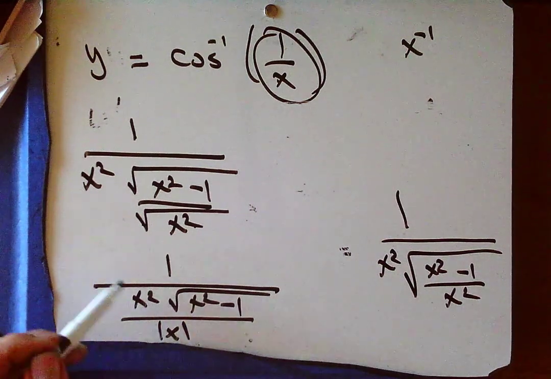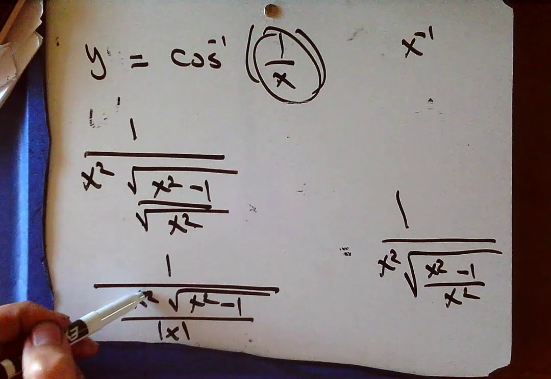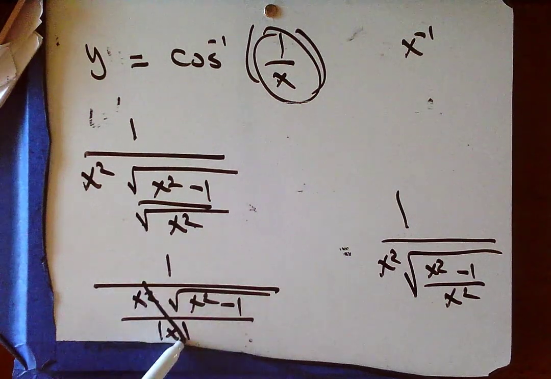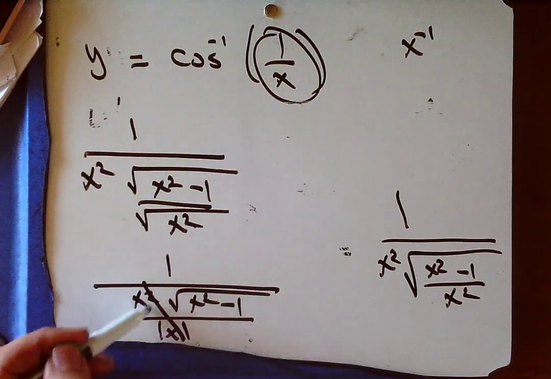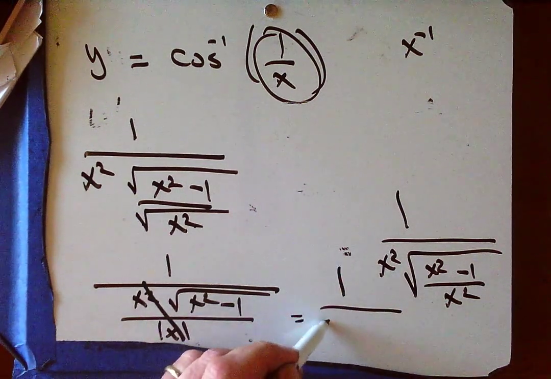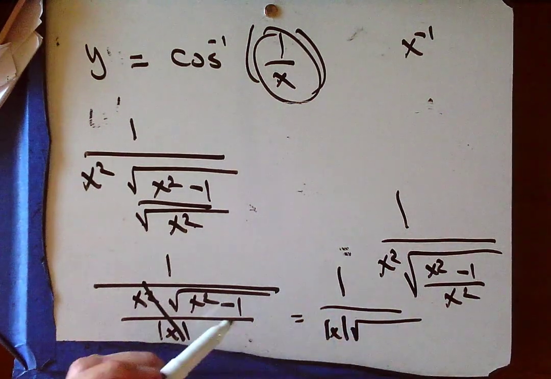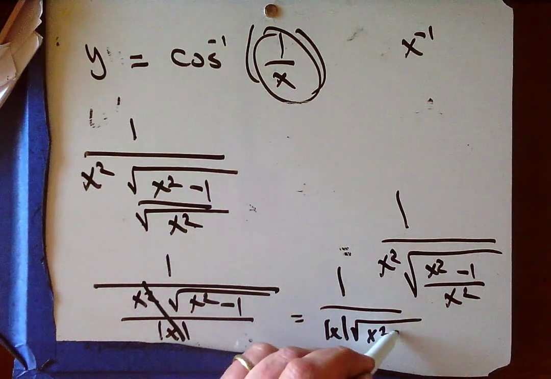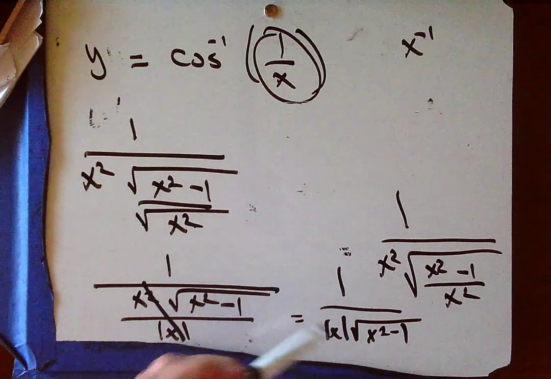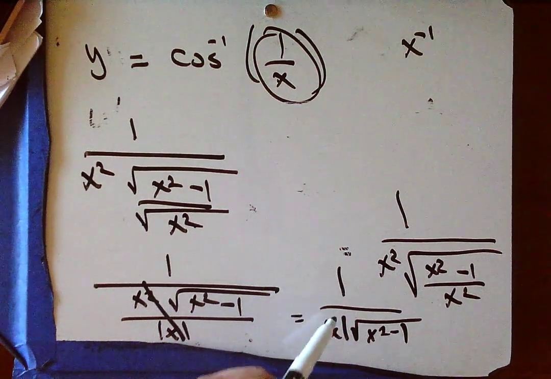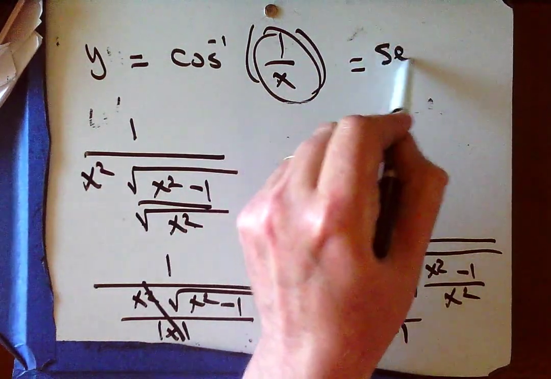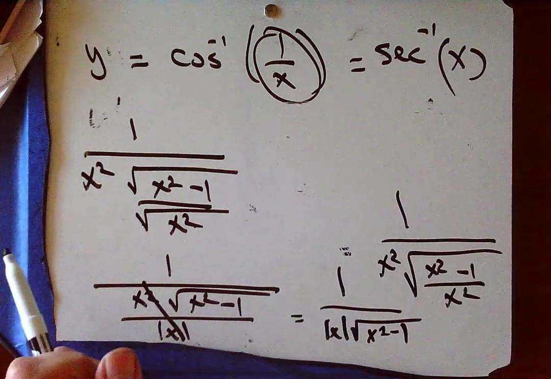And yes, you're welcome to cancel these. However, x squared is always going to be positive. This is always going to be positive. So when we cancel, we have to make sure that this thing is always going to be positive. And so I write absolute x square root of x squared minus 1. Huh, isn't that someone else's derivative that we know? Yes, this is the derivative of inverse secant. So I know that this expression is identical to secant inverse of x. Okay.